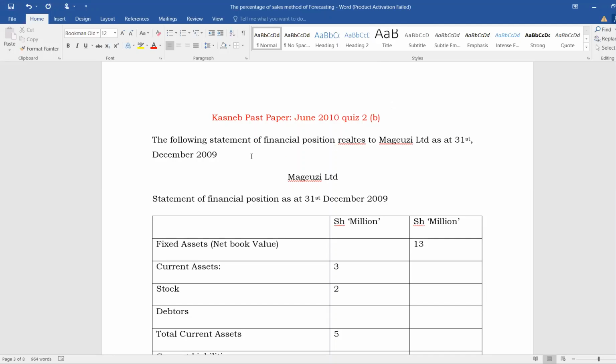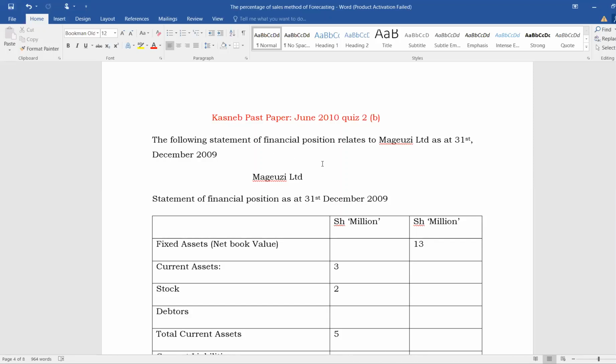I typed it. The following statement of financial position relates to Mageuzi Limited. The following statement of financial position, this must be relates. Wanasema hivyo kwa past paper. Relates. Mimi zina past paper hapa karibu na mimi. Hiyo mnaweza nisaidia kuona kama ni ukweli.